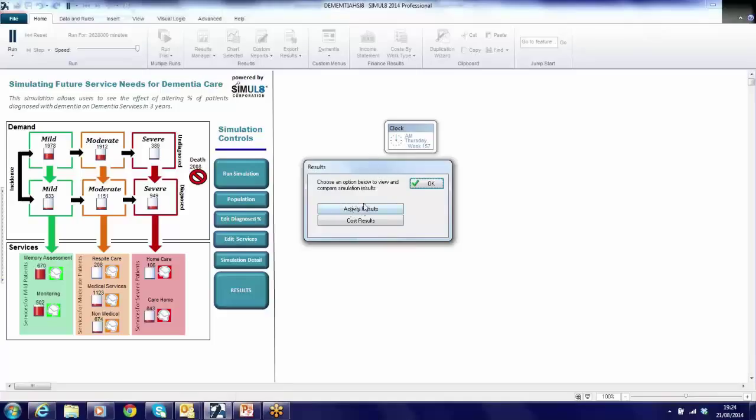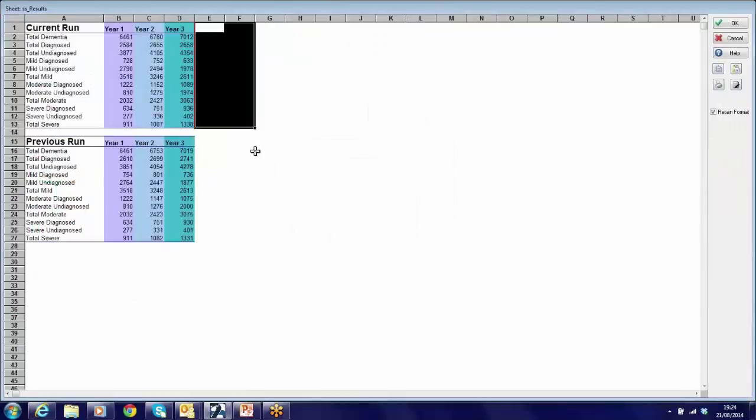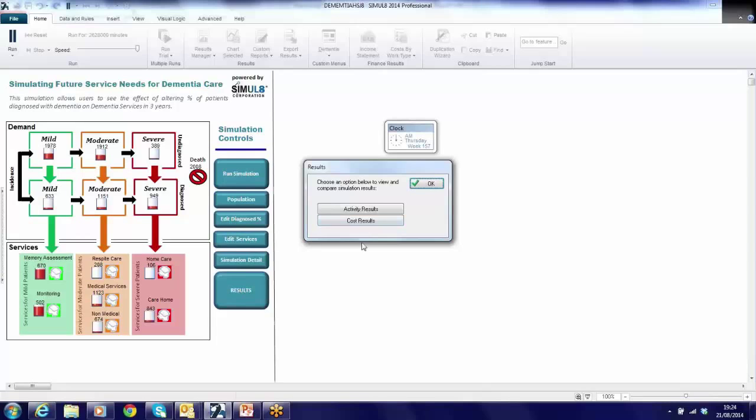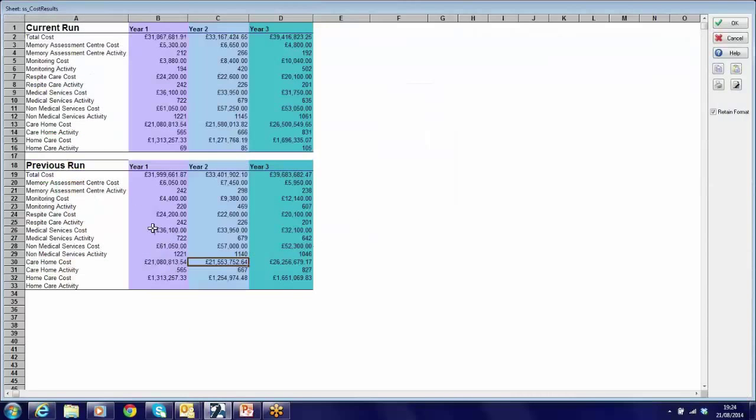Now that's run through for 3 years, and we can have a look at the activity results here for each of the states as we've run through. And we can see how that progresses over time, and then we can look at the cost results against each of the different types of services that people might be accessing whilst they're in that disease state.